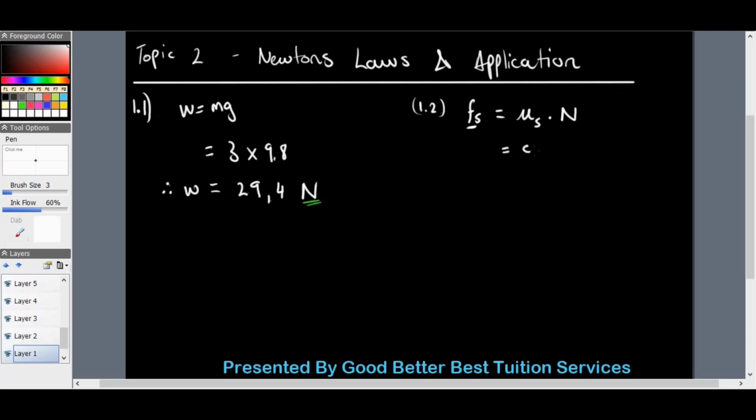Back to the question, 0.34 was the coefficient. The normal force we know is exactly the same as the weight or force of gravity, because it's in the opposite direction. So we just plug in 29.4, and someone else have an answer for me here.